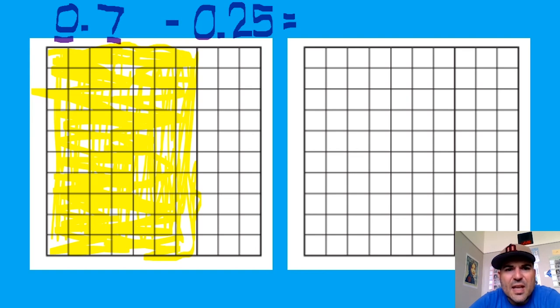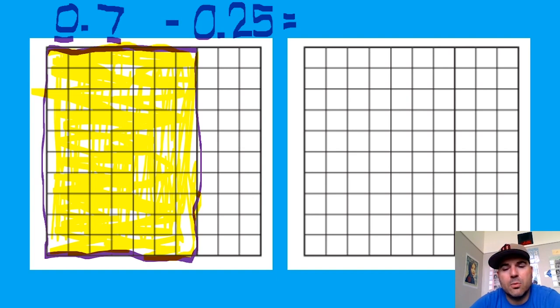And 7 of these rows of 10 shaded in is going to be how many smaller equal size squares? 10, 20, 30, 40, 50, 60, 70. It's really 70 smaller equal size pieces or squares. And we're going to be taking some of them away today. We're going to be taking away 25 of them, or 25 hundredths.